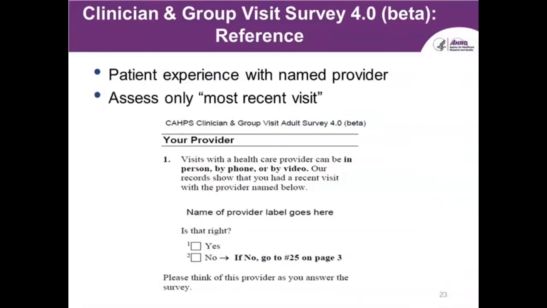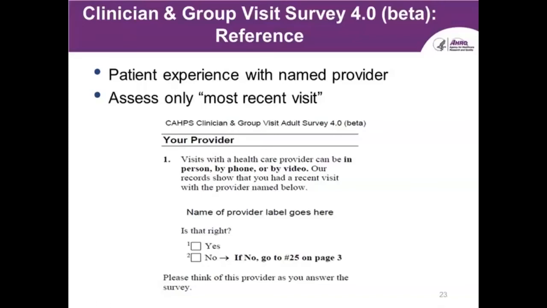The survey assesses patient experience with a named provider. Using administrative records, ambulatory practices or groups insert the name of a physician, a nurse practitioner, or another provider with whom the patient had a healthcare visit. Where you see here, it's got a placeholder for name of provider label goes here. That would actually be replaced with the actual name of the healthcare provider. That provider then is referenced through the rest of the survey as the patient responds to questions.